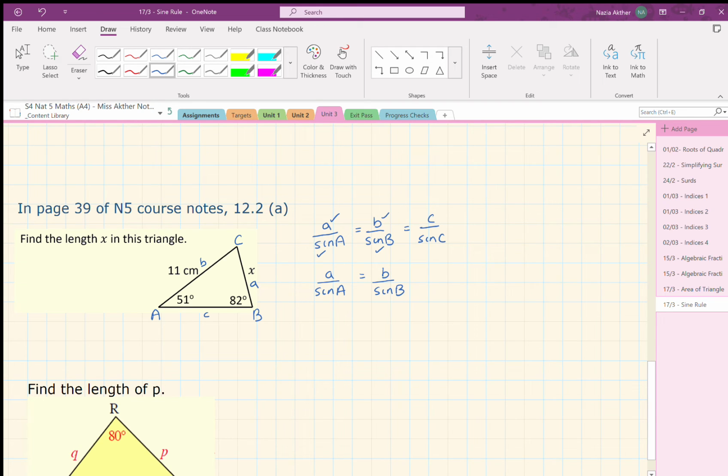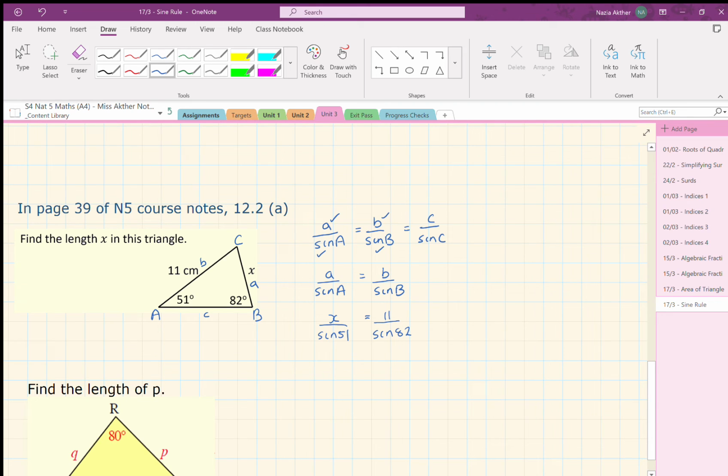Okay, so that's our second step of our success criteria done. We now substitute what we know into this formula. Because A is x, and x is what we're trying to work out, we just replace A with x. Then angle A is 51, so we write down sine of 51. The length of B is 11 centimeters, so we write down 11, and then angle B is 82, so we have sine of 82.